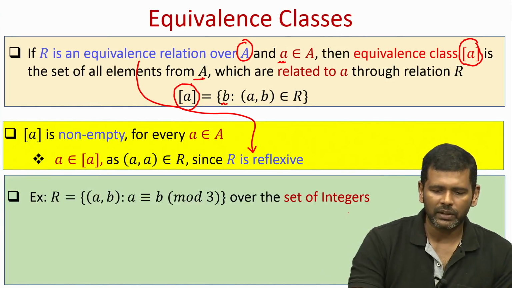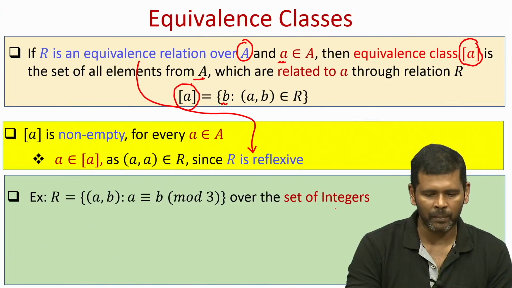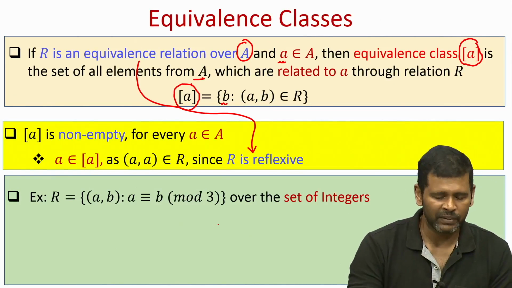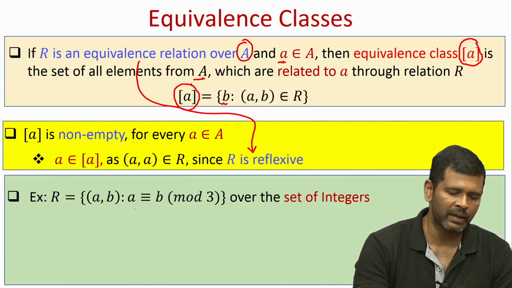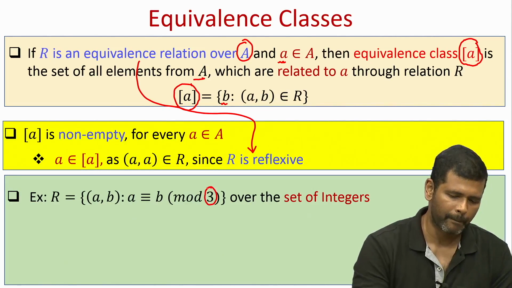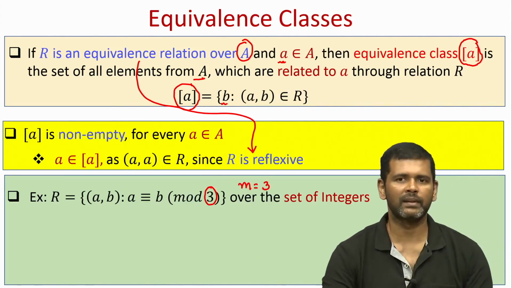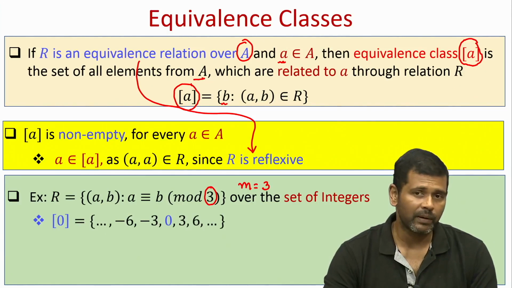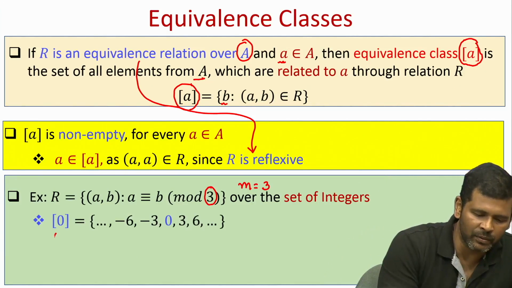So, let me demonstrate what exactly an equivalence class looks like with an example. I consider this relation R defined over the set of integers, where an integer A is related to integer B if A and B are congruent modulo 3. So, M is equal to 3 here. We already proved in the previous slide that this relation is an equivalence relation. So, what will be the equivalence class of 0? So, A is equal to 0 here.